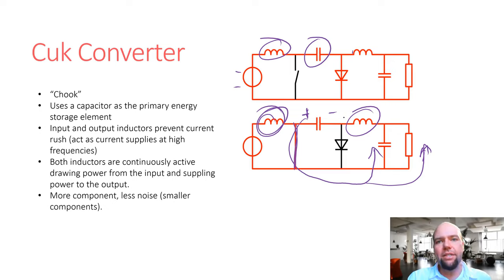So we're handing energy to a capacitor through an inductor. We're handing energy from the capacitor to an output load and output load capacitor through another inductor, so there aren't these rapid, massive switching events. Everything is slow accumulation, slow transfer back, slow accumulation, slow transfer back.